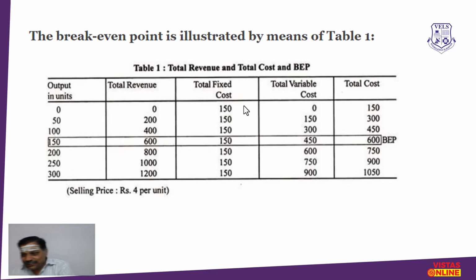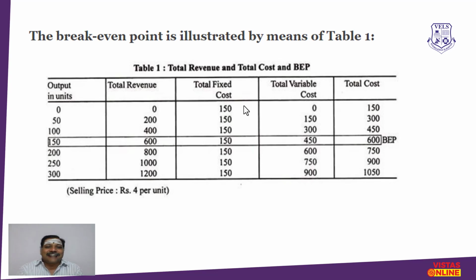Now coming to the cost side, there are two types of cost, fixed cost and variable cost. The fixed cost will not change. Irrespective of output, there will be a constant cost. 150 rupees is the fixed cost. But variable cost is not like that. When the output increases, it will also increase. The variable cost here is 3 rupees per product. So when 50 products are produced, the variable cost will be 150 rupees. When you produce 100, then it is 300.